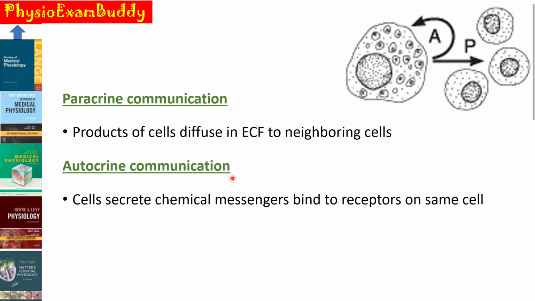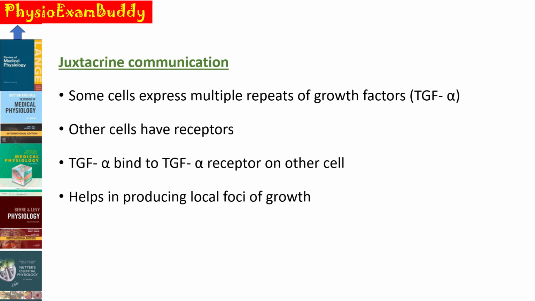Whereas autocrine communication is where the cell secretes chemical messengers which bind to the receptors present on the same cell itself. That type of communication is known as autocrine communication.